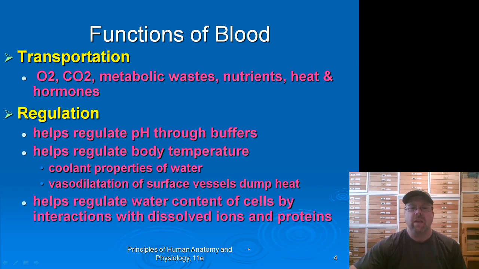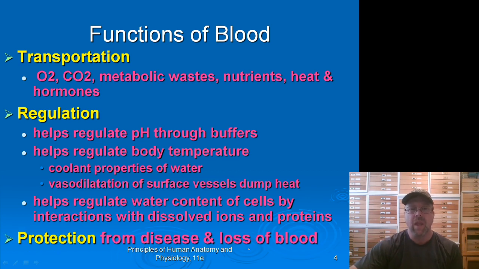We can also regulate water content in our blood. If we don't have enough water or if we have too much water, the blood can transport that water and get rid of it. And then, of course, our third main function of blood is protection. We have white blood cells that fight off pathogens and foreign agents, and those are circulating in the blood as well.